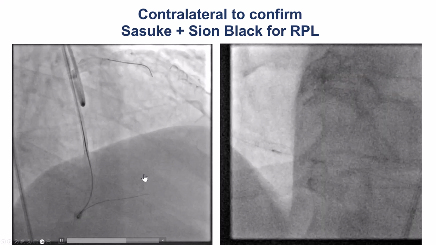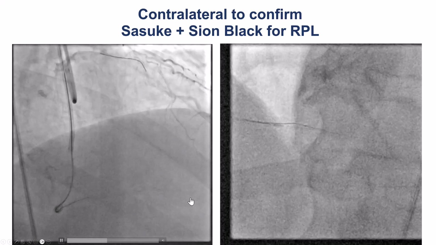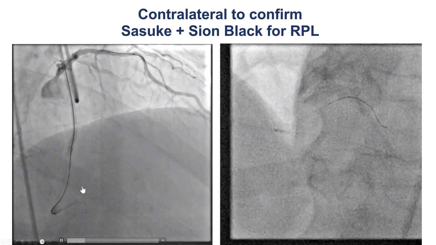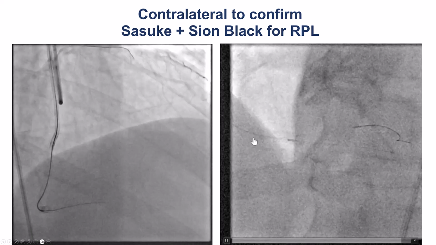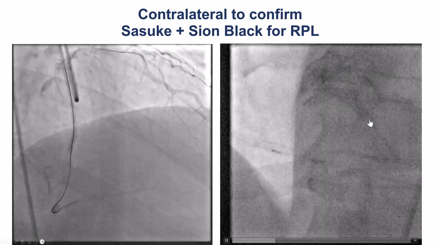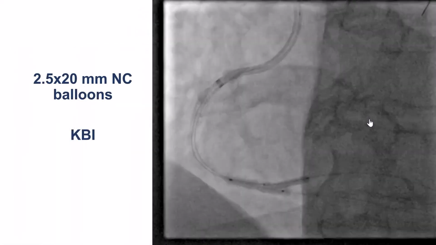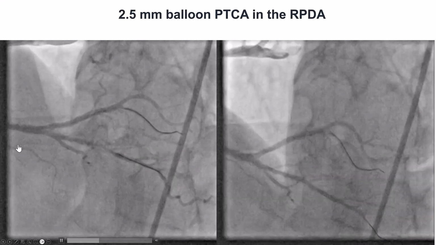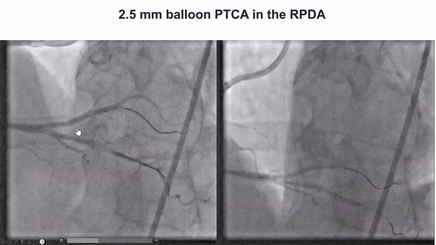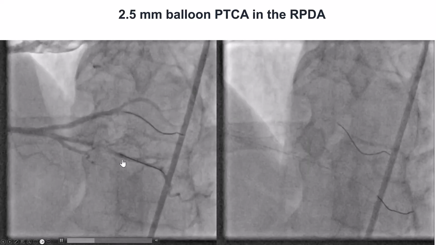This is a contralateral injection, and we like sometimes to advance as we're injecting, and we can see here that the wire is actually inside the distal true lumen. It was in the PDA, and we had a right posterolateral, so we did use a Sasuke dual lumen microcatheter along with the Sion black to advance a guide wire into the right posterolateral. Kissing balloon inflations. And now we do have some antegrade flow. We see the vessel is already increased somewhat in size, and we do have an old stent within the PDA, and that was ballooned as well.